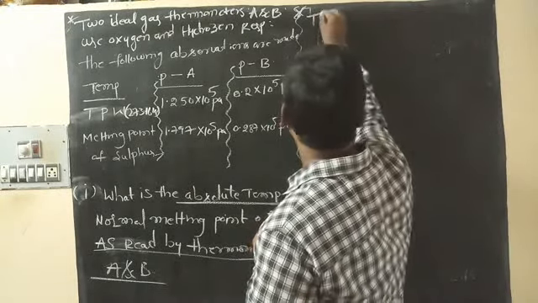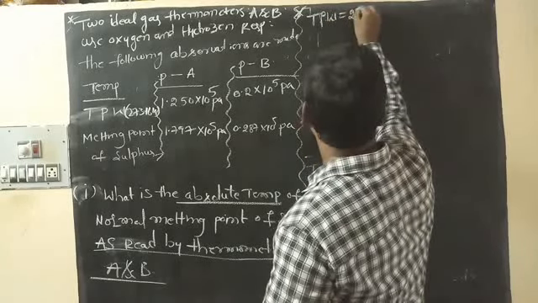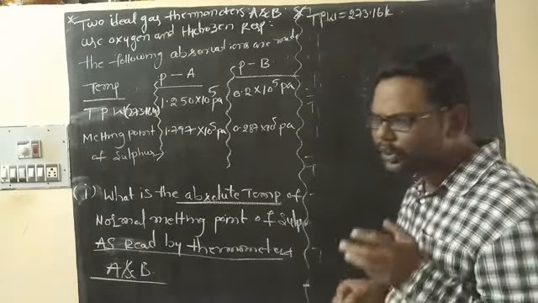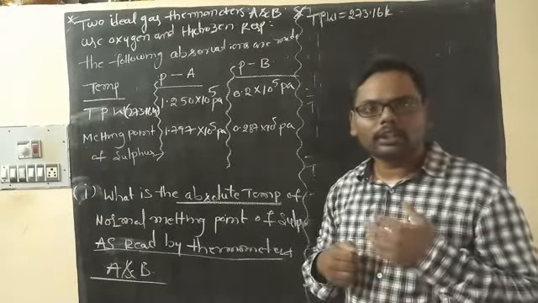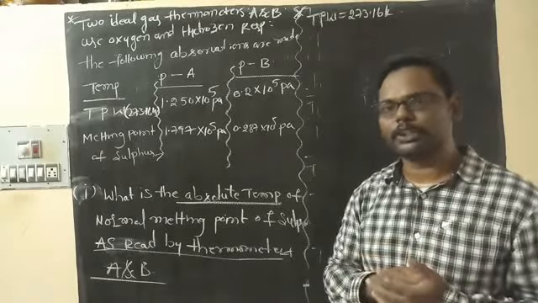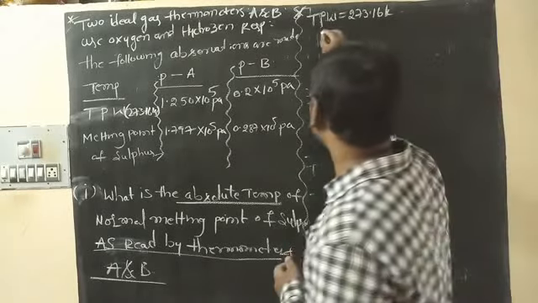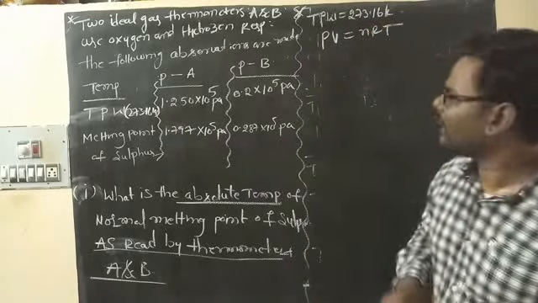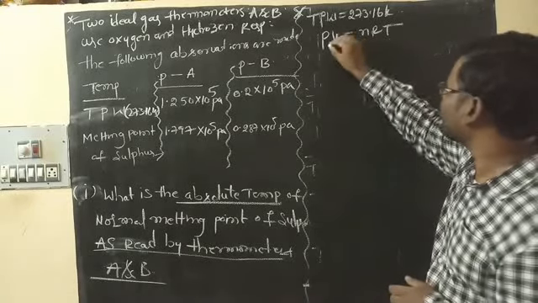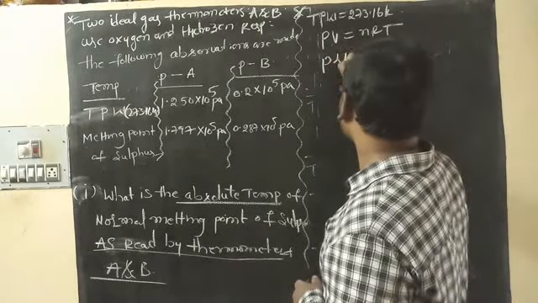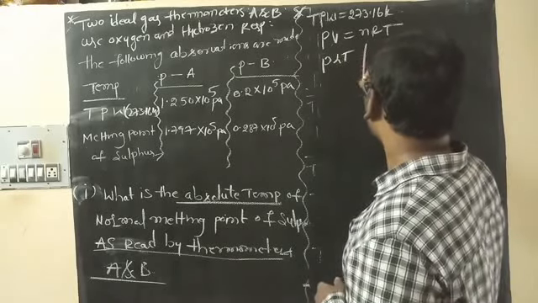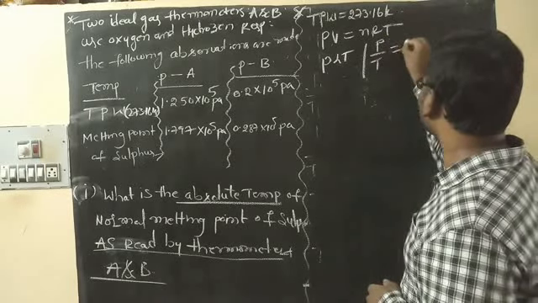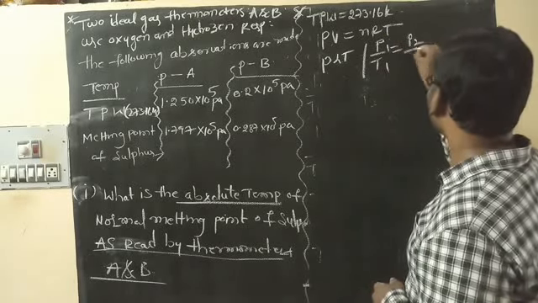Take the solution. As we know, the triple point of water is 273.16 Kelvin. Gas thermometers work on the principle of the ideal gas law, that is PV is equal to nRT. Here you can take n, R and V as constants, then you are able to write that P is directly proportional to temperature. From this you can write P by T is equal to P1 by T1 is equal to P2 by T2.